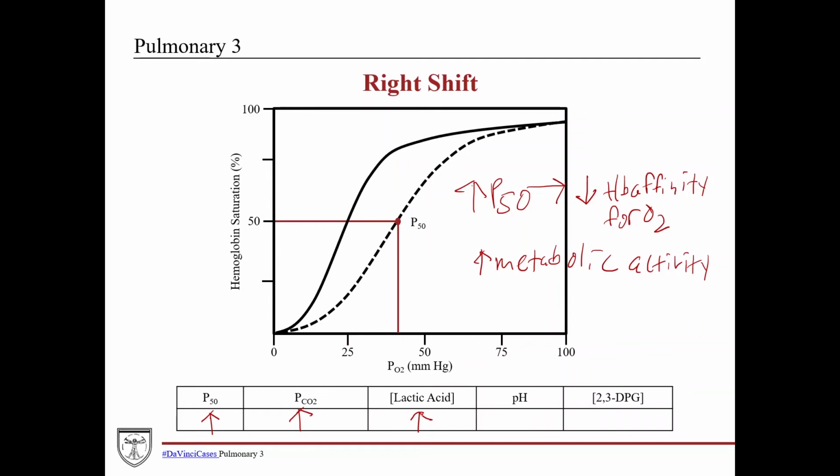So you have increased levels of lactic acid, increased levels of PCO2. Remember, when you increase the CO2, you actually also increase the acid content in the blood. So you increase PCO2, you've increased the lactic acid concentration.